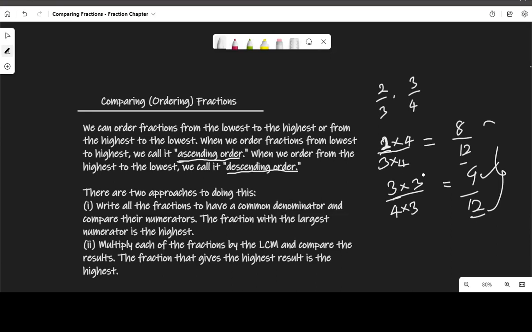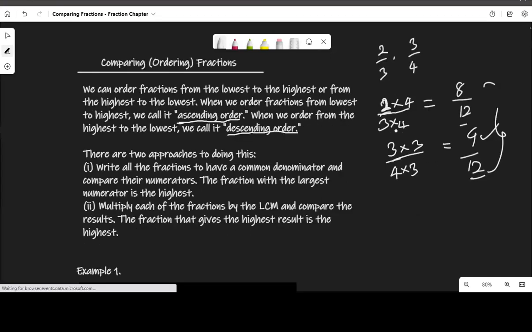That is how to compare fractions by using the method of writing all the fractions to have a common denominator. Another way is to multiply each of the fractions by their LCM. So the LCM of the denominators of 2 over 3 and 3 over 4 is 12. So I'm going to multiply each of these fractions by 12. The fraction that gives me the highest result is the bigger fraction. So I have 2 over 3 multiplied by 12, 3 goes into 3 once, 3 goes into 12 four times.